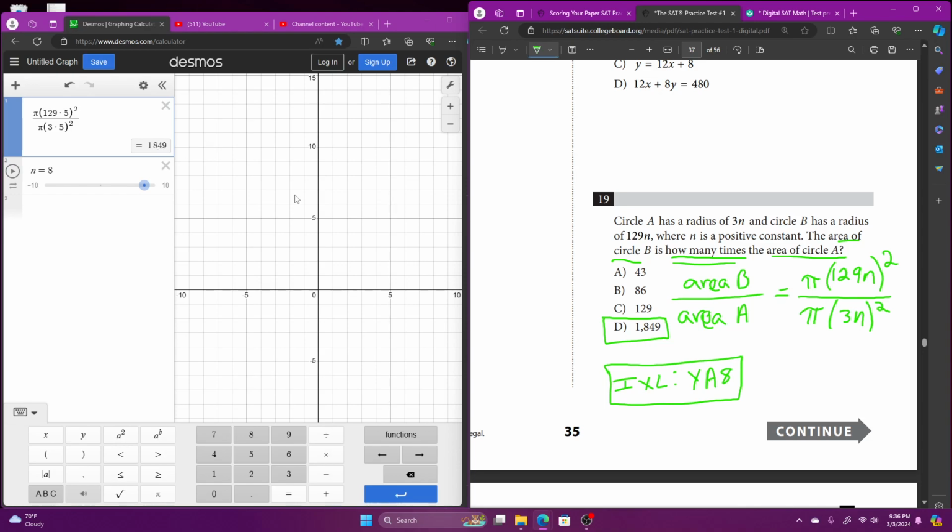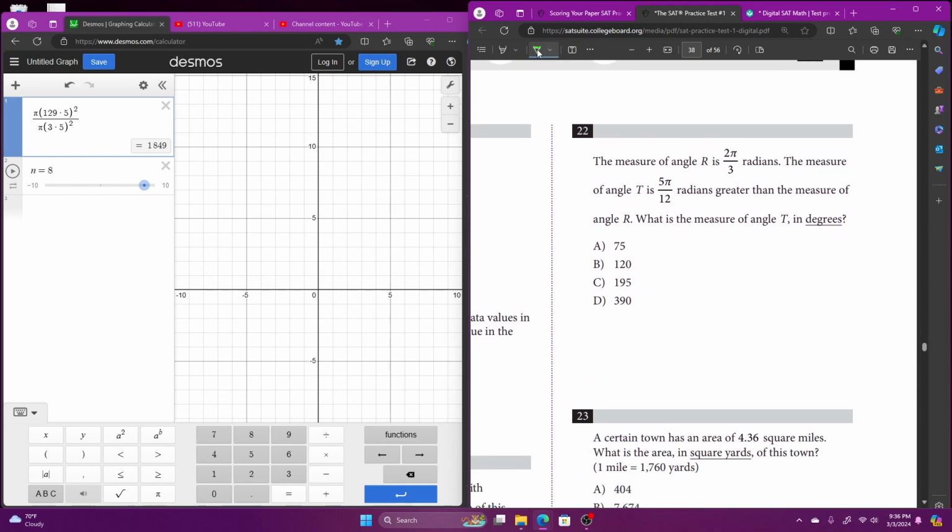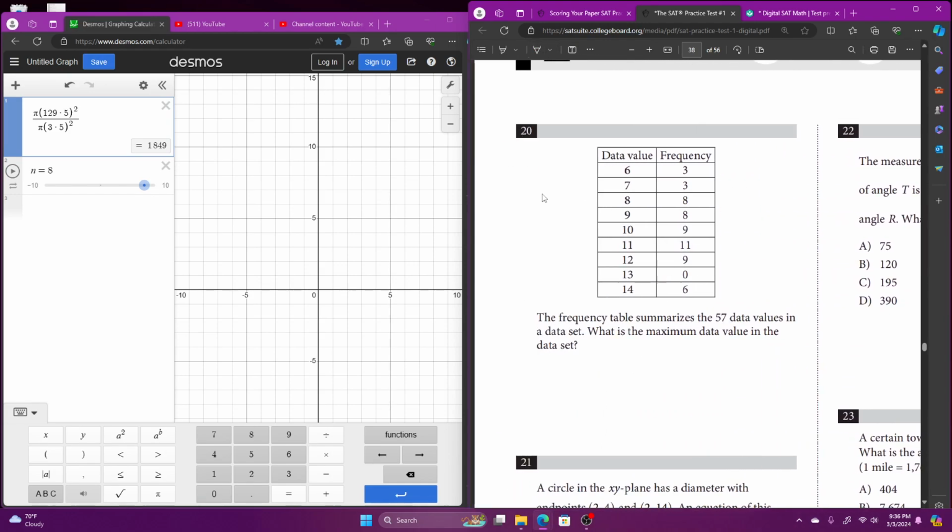And we can keep on going to question number 20. This says the frequency table summarizes the 57 data values in a data set. What is the maximum data value in the data set?